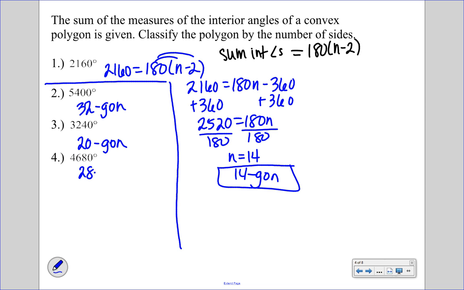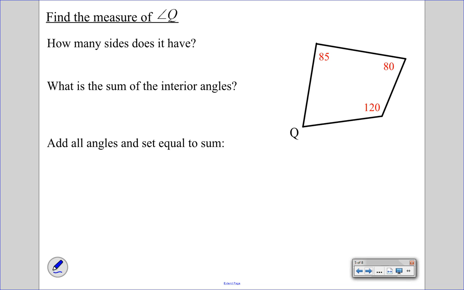And 28 gone for number 4. So I want you guys to solve these and see if you get the right answers. The next one is when we're actually seeing the shape. We're seeing the polygon, and we're trying to find a missing angle Q.